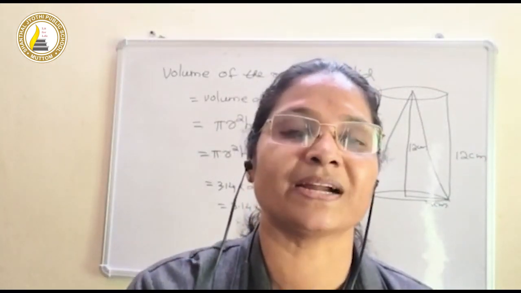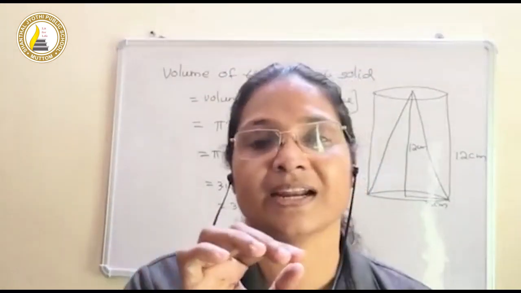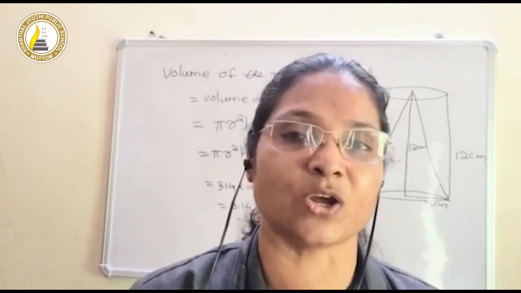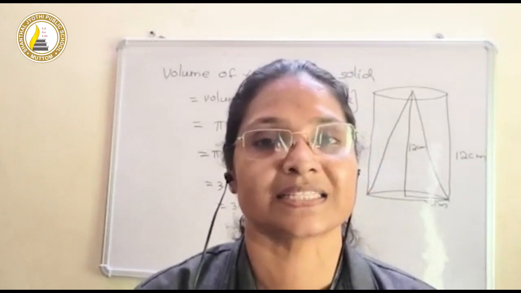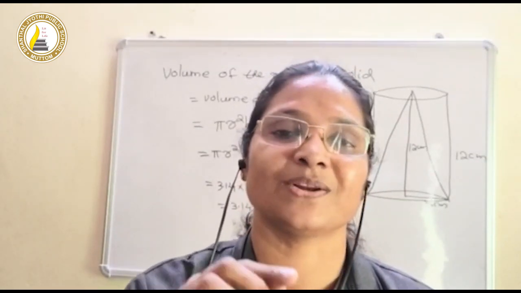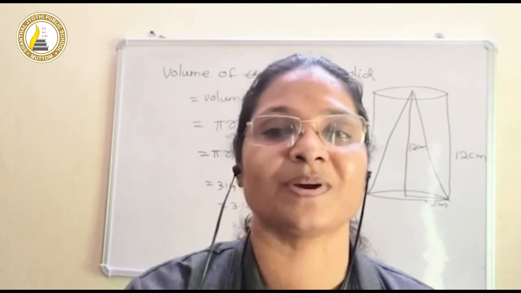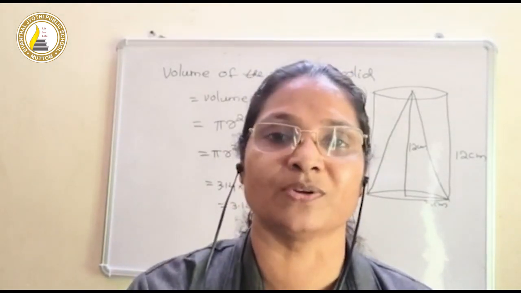In this example, we considered a cylinder with height 12 centimeter and radius 5 centimeter. Then we calculated slant height l also. l square equals h square plus r square. We studied it in 9th standard. We got 169. Square root of 169 is equal to 13 centimeter. Then we substitute those values.